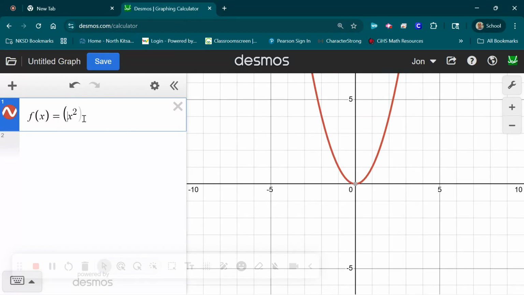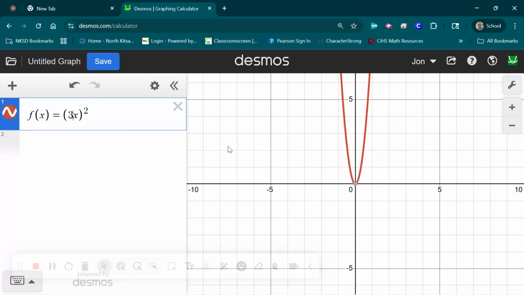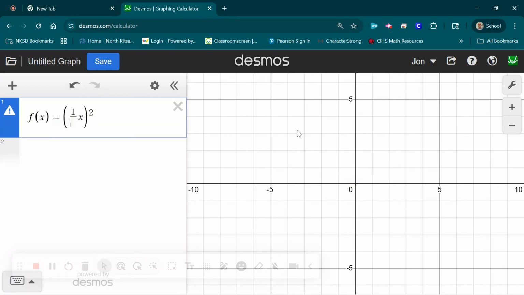Now watch this. If I go inside the parentheses and I put a 3 here, it's going to horizontally compress it, or vertically stretch it, and that's really kind of weird because watch this. When I put 1/3 in there, that makes it look wider, which is like a vertical compression, but this is actually a horizontal stretch. So it's so weird how this works.